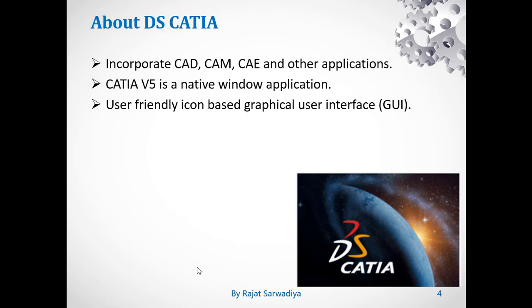CATIA has a user friendly icon based graphical user interface where icons of commands are available to use. Icons are categorized in the toolbars. We will cover the toolbars and their settings in the initial settings session, where we will be discussing what initial settings are required before using CATIA, how exactly we can define those settings, and what settings we need to define based on variation or parametric technology.